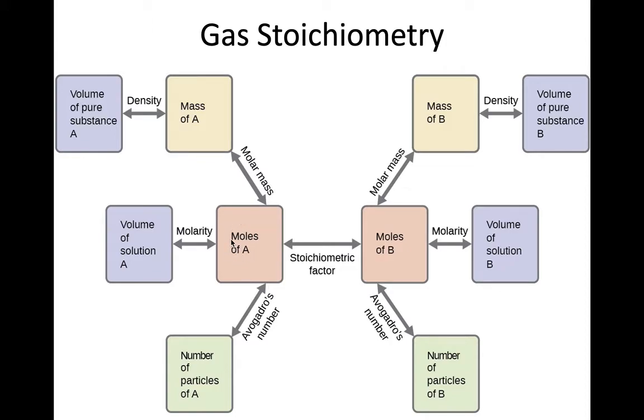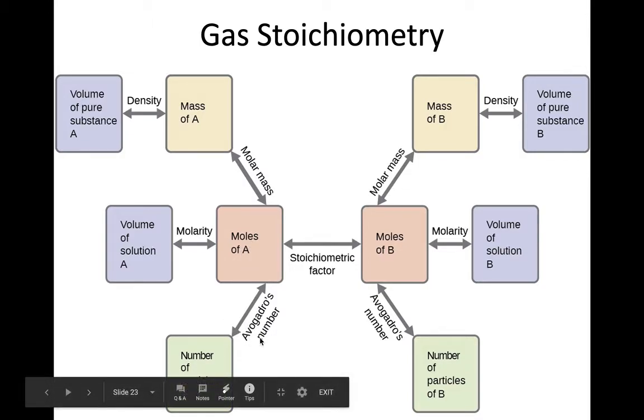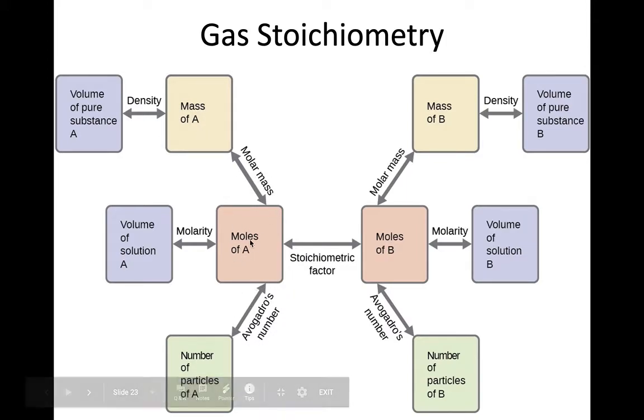Once you know the number of moles, you could convert to its concentration, its molarity, to use moles per volume to find the volume. You could convert between moles and number of particles with Avogadro's number, moles to mass with molar mass, or even moles of one substance to moles of another substance if we've got a chemical reaction between them and we know their stoichiometric relationship.